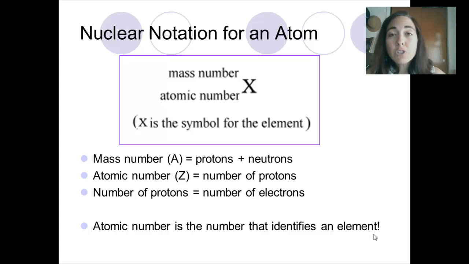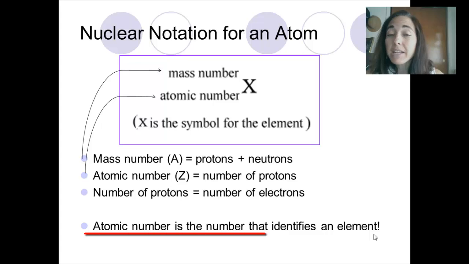The first type of notation that I want you to know about is the nuclear notation for an atom. Now when we write the nuclear notation, we're going to put the mass number on top. Remember that mass number is protons plus neutrons. The number that goes on the bottom of the nuclear notation is the atomic number. The atomic number is just the number of protons for an element. The number of protons is the number that identifies the element, so that atomic number tells you whether it's carbon or oxygen or lithium or some other element.